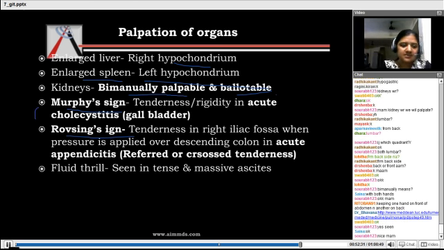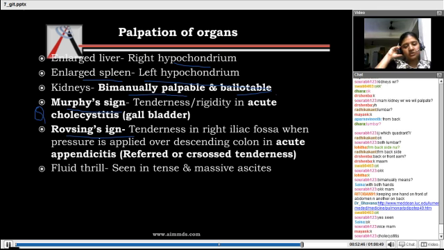Murphy's sign is an example which has already been asked. You need to know where Murphy's sign is seen, what it is. It basically happens in cases of cholecystitis. Cholecystitis means what? It is an inflammation of the gallbladder. So in case of an acute cholecystitis, when there is a tenderness or rigidity, you will see the Murphy's sign. Alright, very important, it has been asked.